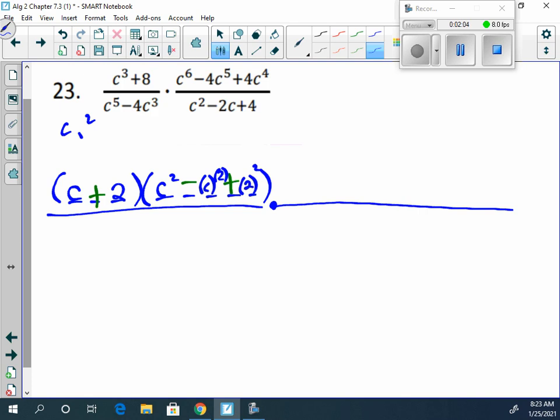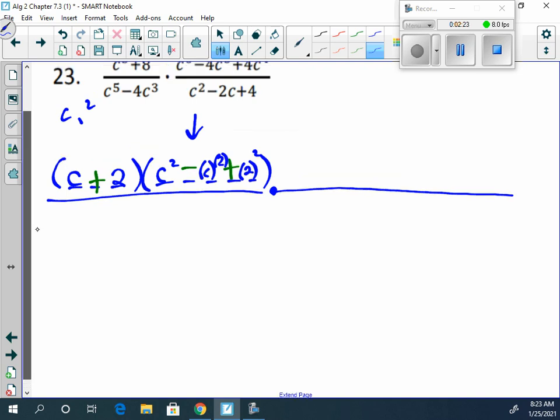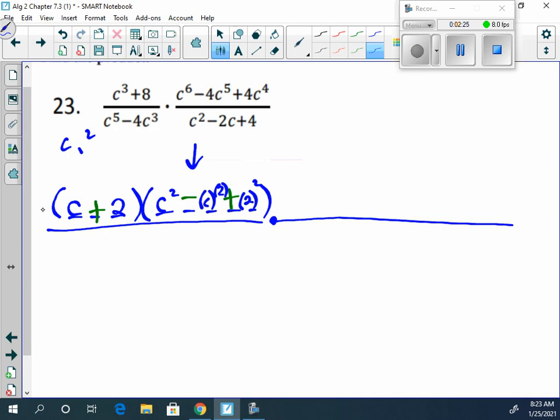So we're filling in this sum of perfect cubes. Now, we'll eventually need to simplify this here, especially with this middle section, because we have 2 squared and 2 times c. So we'll rewrite it so it looks a little bit nicer. But we have this here. Okay. So it takes care of the top of the first fraction.